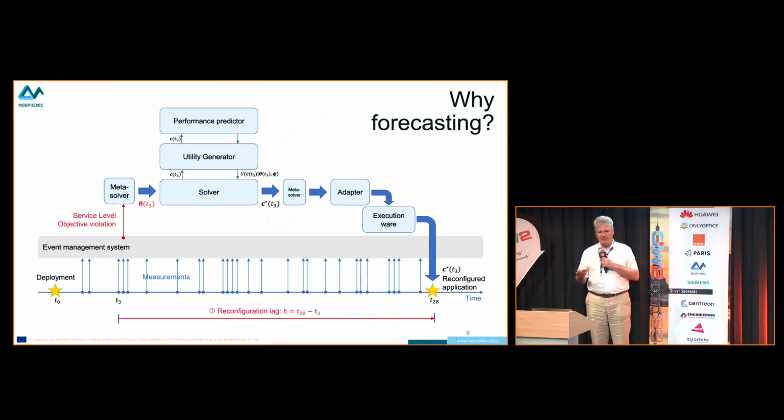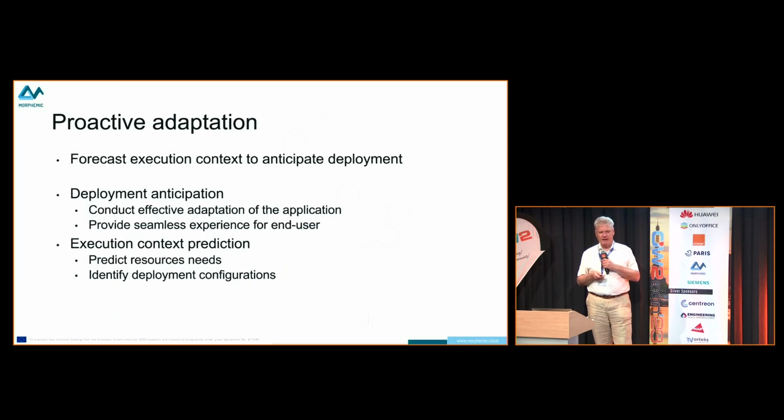So the idea we had when we started MORPHEMIC, this is done in Melodic, and MORPHEMIC adds to this the ability to be proactive. And that means we are forecasting the deployment, what it will be in the future and what the context in particular will be in the future. And how do we do that?